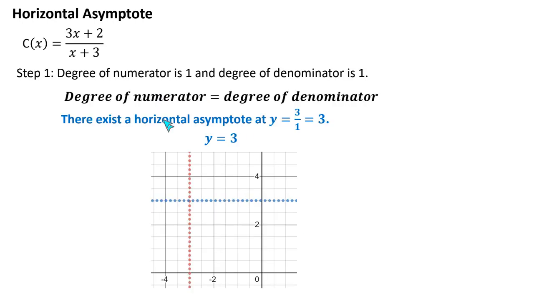That means our horizontal asymptote can be found by looking at the leading coefficients. So y is equal to the leading coefficient of the numerator, which is 3, over the leading coefficient of the denominator, which is 1. So we have 3 divided by 1, which is equal to 3. That's going to be your horizontal asymptote. Again, if the degrees are the same, you look at the leading coefficients to help you find that asymptote.